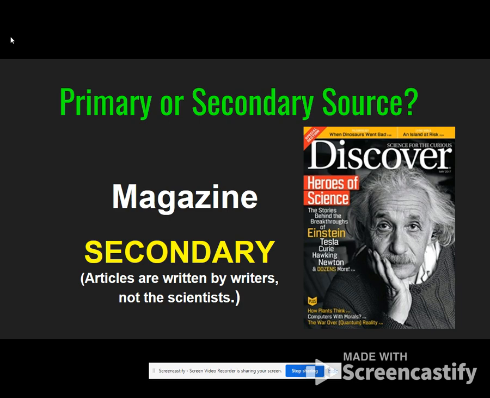Now, there are examples of primary sources in magazines. An example of that would be if a scientist were to do an experiment, write an article about that experiment, and then publish it without sending it to a writer or an author or an editor, without it being edited. That would be an example of a primary source. But in most cases, it's a secondary source.